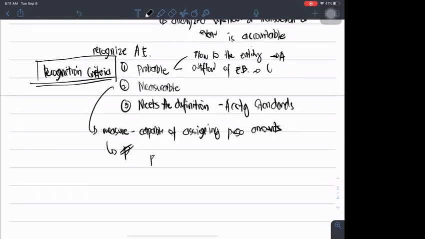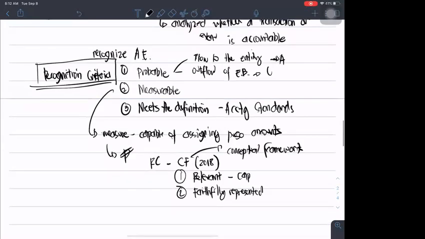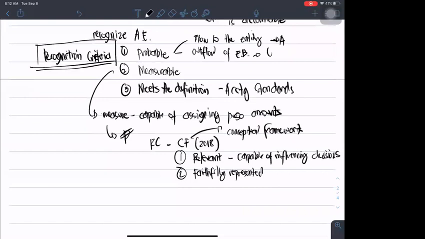So how about the recognition criteria with the new conceptual framework, or the Conceptual Framework 2018, which was published in 2018? Under your Conceptual Framework 2018, the following are your criteria. It must be relevant and it must be faithfully represented. When we say relevant, it is capable of influencing decisions.